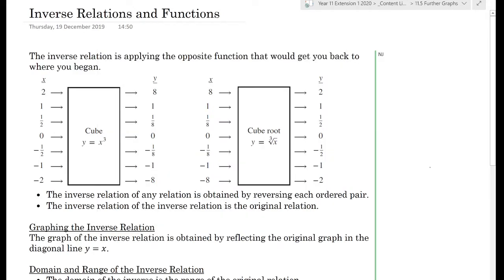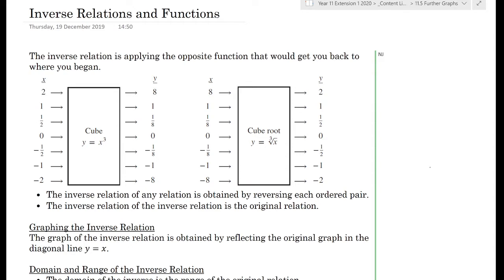Inverse relations and functions. We've talked about inverses before, particularly in year 9 and year 10 when we do trig. When we use the sine, the cosine, and the tangent ratios, we can use them to find sides of a triangle. But sometimes you're asked to find the angle that's sitting inside the trig ratio, and to do that, we do the opposite of whatever tan, cos, or sine are. In this case it's the inverse.